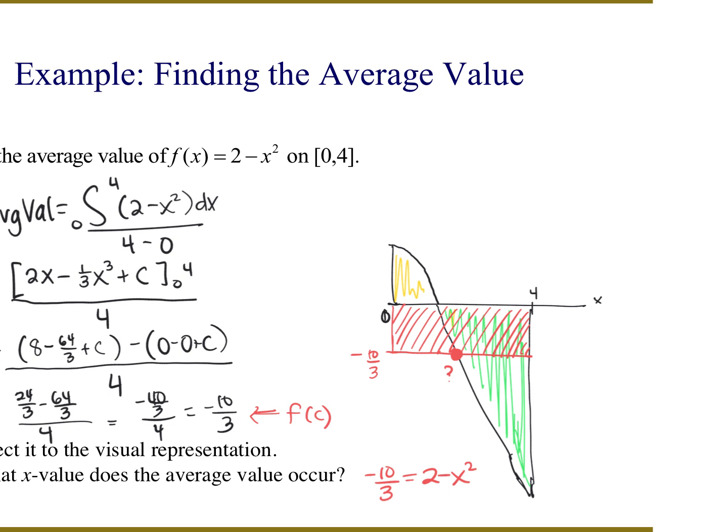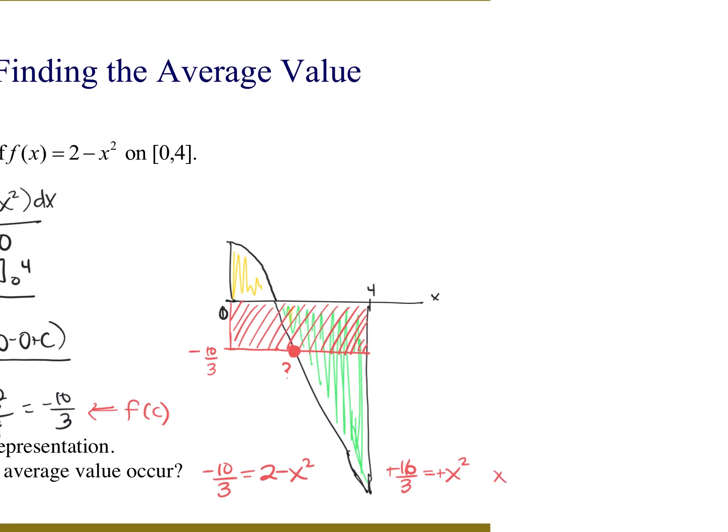Subtract 2 from both sides. So that's going to give you negative 16/3 equals negative x squared. Divide both by negative 1. So then x is going to be the square root of 16/3. Plus or minus technically, but we want the positive one because we're dealing with the interval between 0 and 4. So that's the x value where it happens.